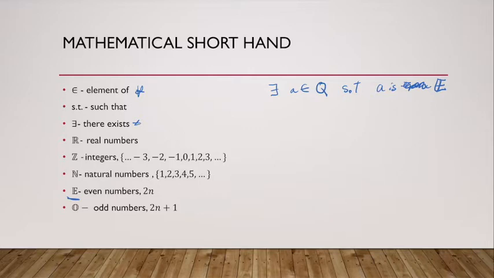R is the set of all real numbers. Remember, that's all rational and irrational numbers. Integers are all of the whole numbers and their additive inverses, so the negative numbers. Natural numbers start with 1. Even numbers are all numbers that are 2 times n, so 2 times 1 is 2, 2 times 2 is 4, 2 times 3 is 6, right? So that's all possible even numbers, and all possible odd numbers are 2n plus 1. And we're going to use these facts to prove a couple things, so keep that in mind.